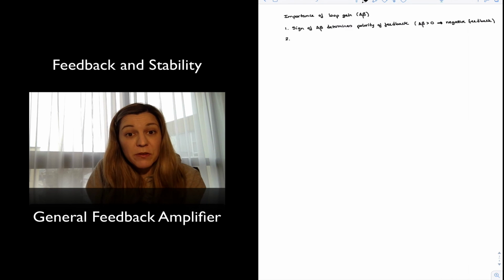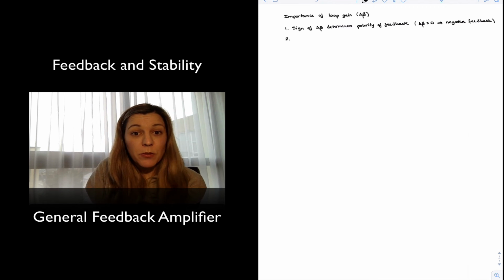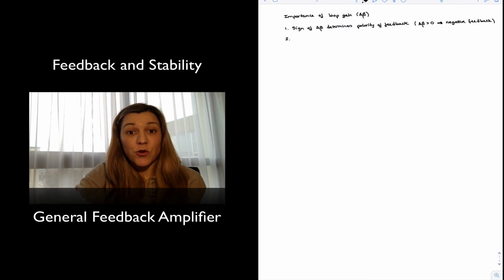There is a specific method for determining the type of feedback, which consists of opening the feedback loop at some point, applying a test signal, and looking at the polarity of the test signal, or the polarity of the signal that you recover as you go through the loop.